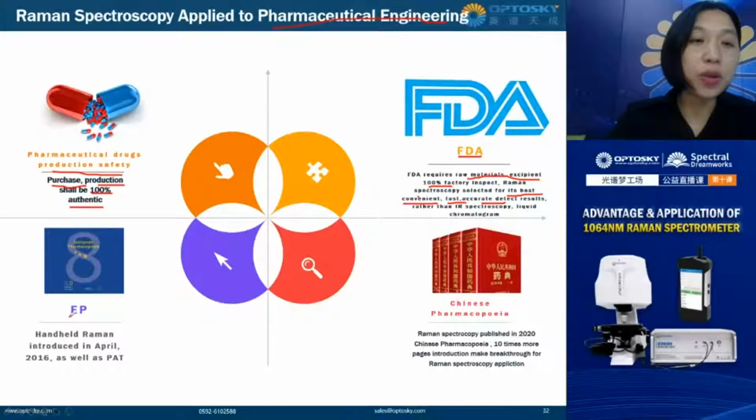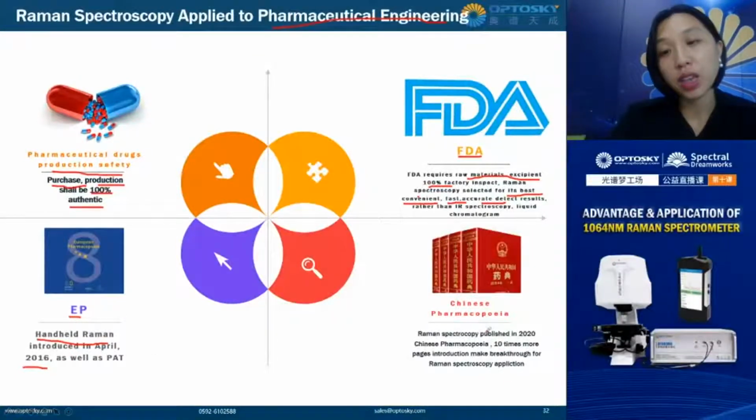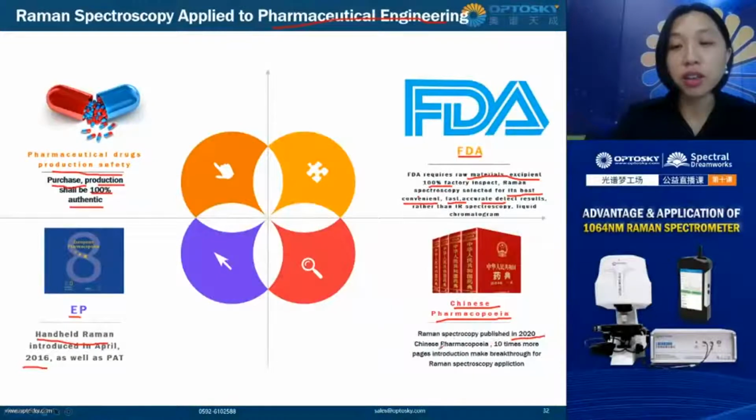And also the European Pharmacopoeia introduced in 2016 that handheld Raman should be used to detect raw material and excipients. And China Pharmaceutical has introduced this year the use of Raman spectroscopy to identify raw material and excipients. So there are more pages introducing this inspection.